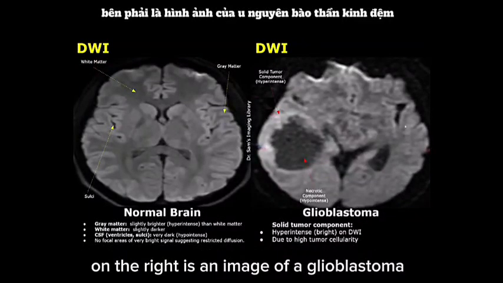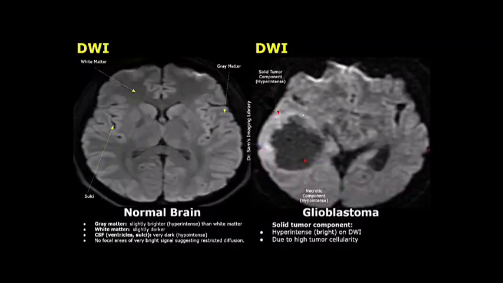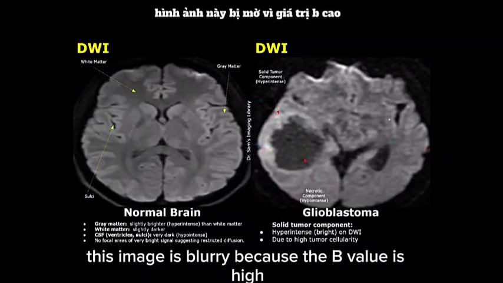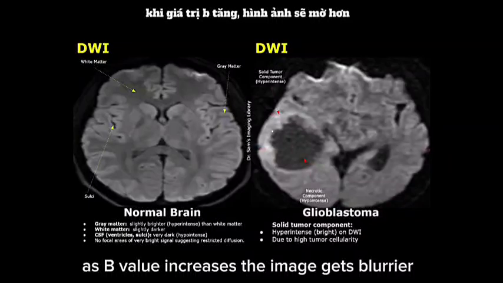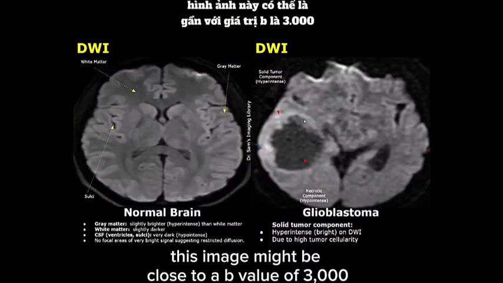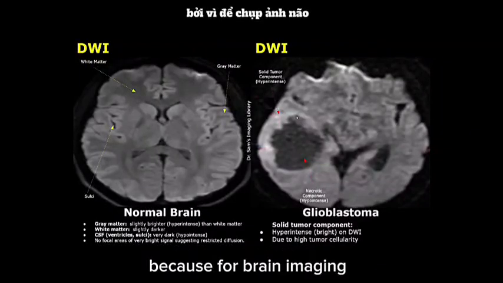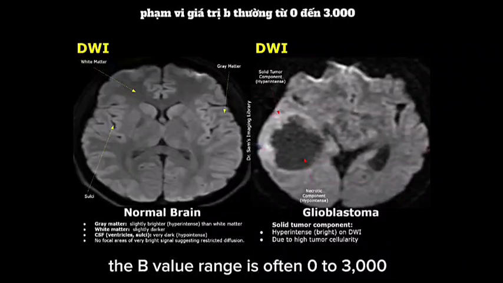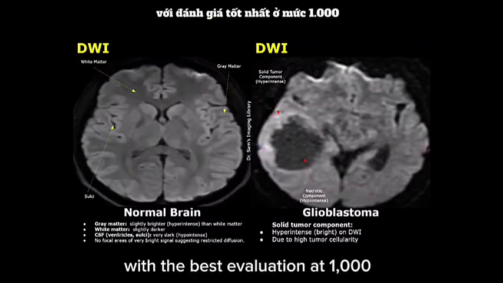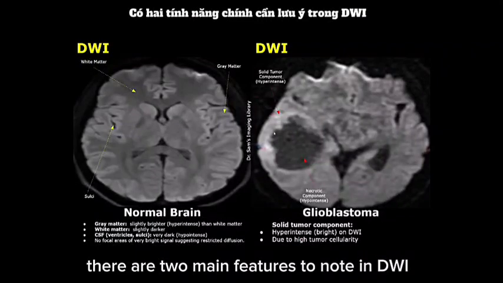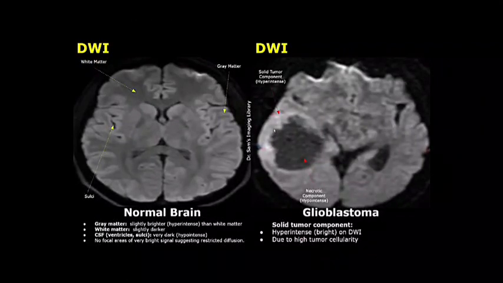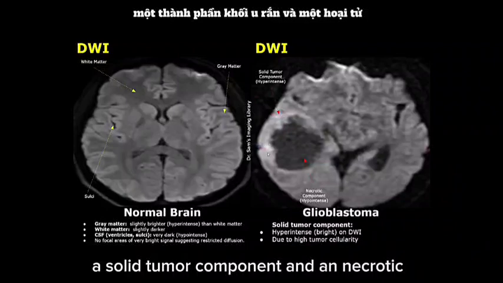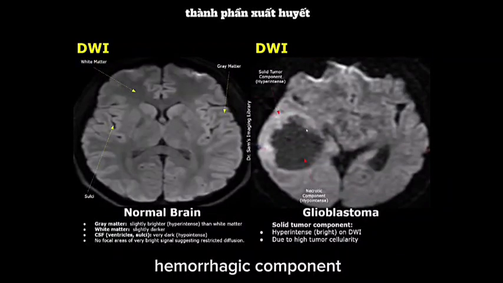On the right is an image of a glioblastoma. This image is blurry because the B-value is high. As B-value increases, the image gets blurrier. This image might be close to a B-value of 3,000, because for brain imaging, the B-value range is often 0 to 3,000, with the best evaluation at 1,000. There are two main features to note in DWI: a solid tumor component and a necrotic hemorrhagic component.